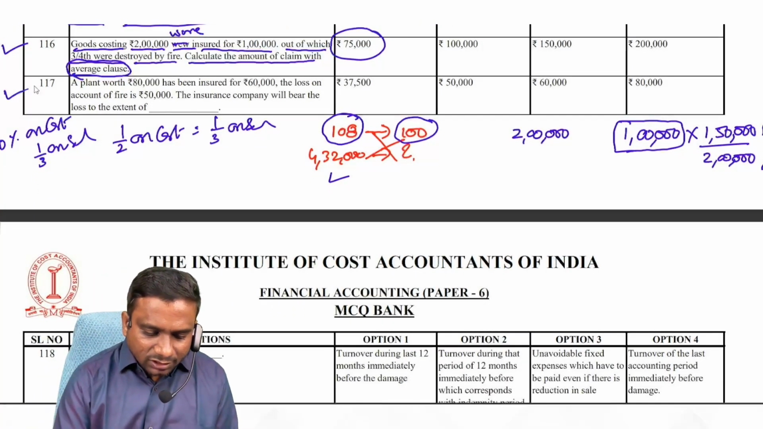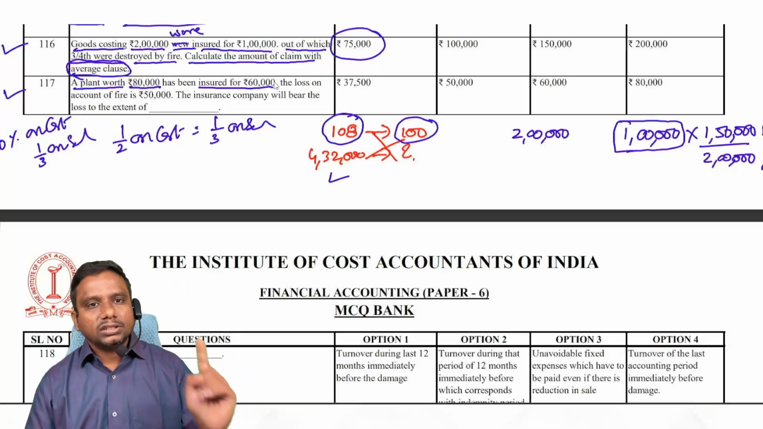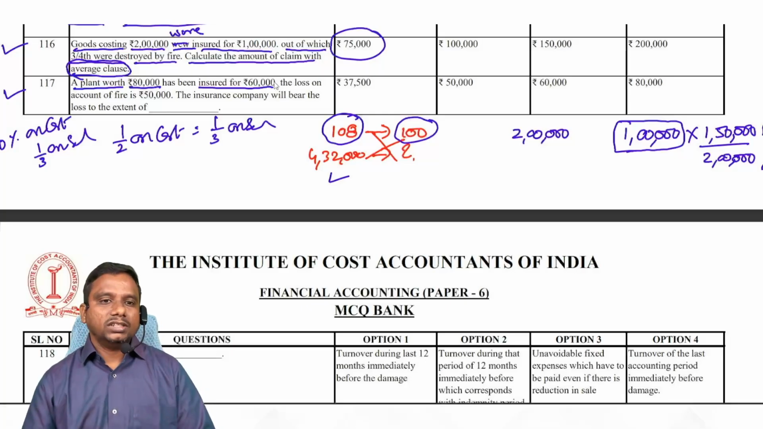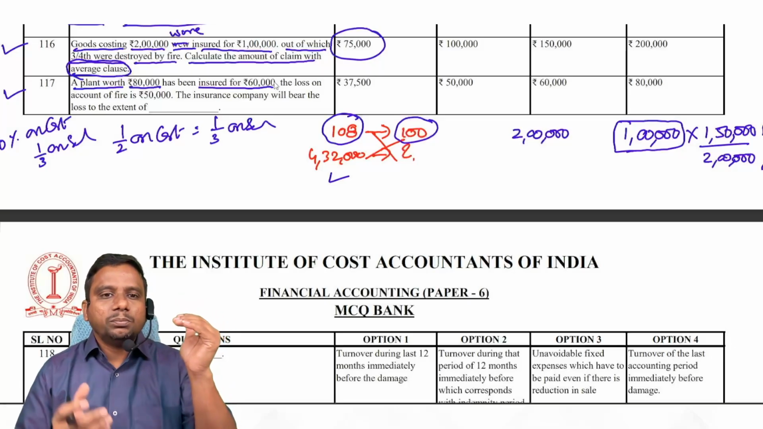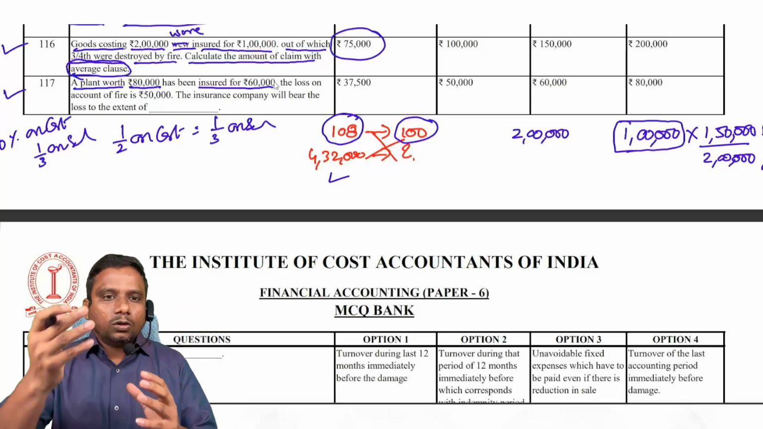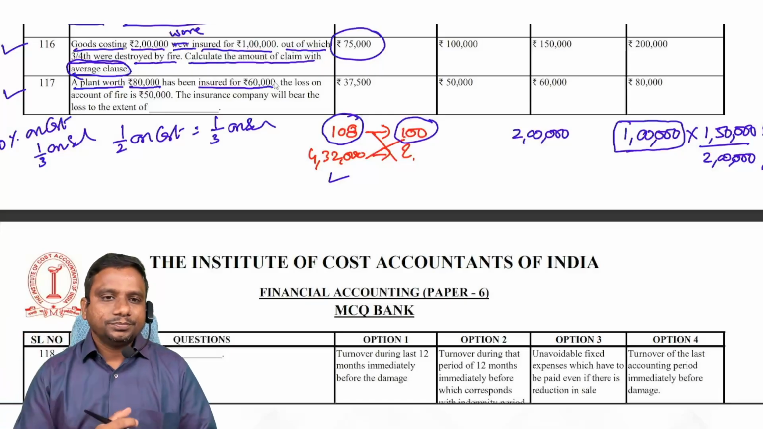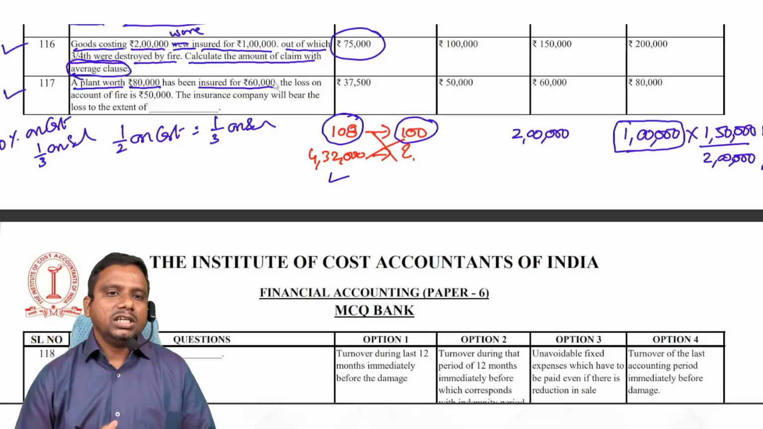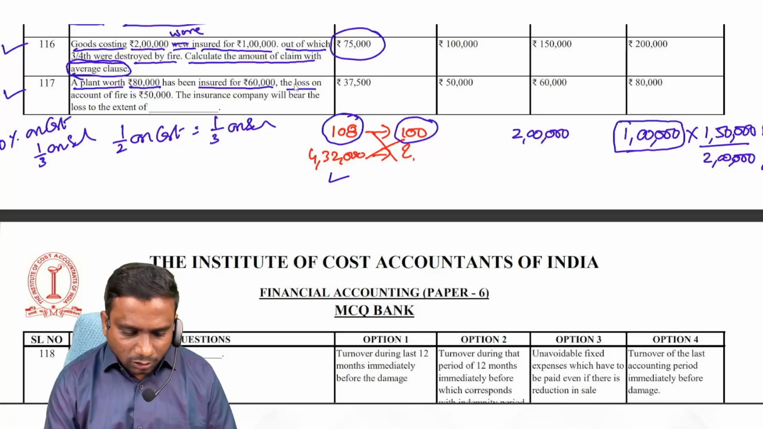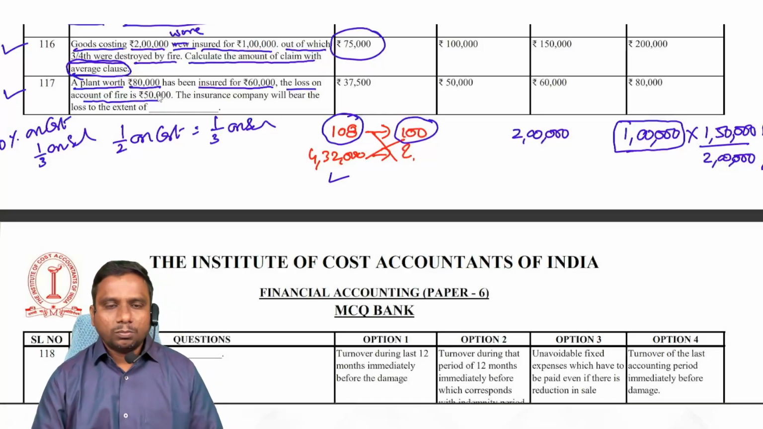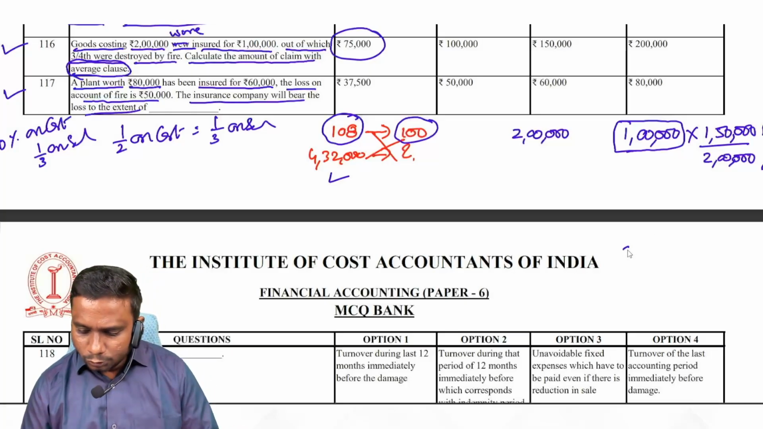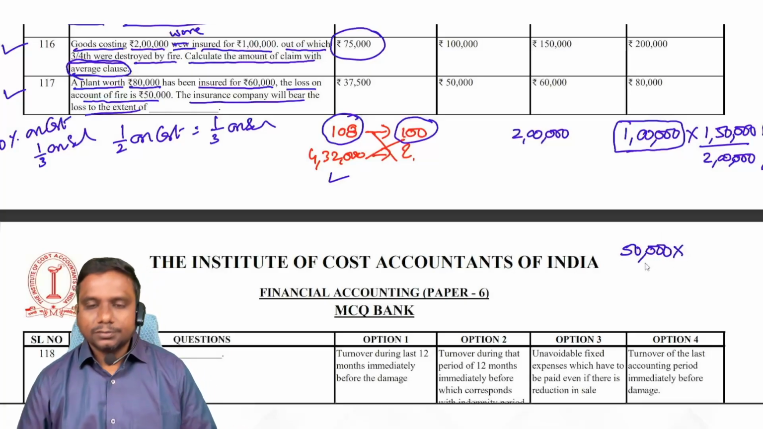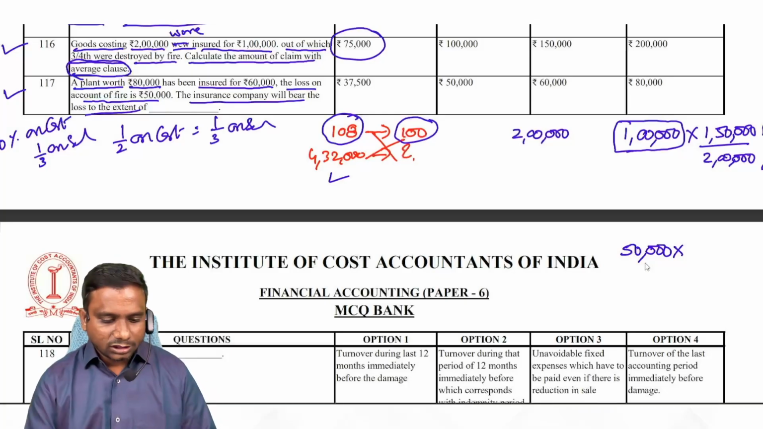Next one, 117. A plant worth 80,000 has been insured for 60,000. Actually, cost is 80, but they insured only for 60. Why? Because if the amount to be insured is more, automatically the premium also will be more. So the loss on account of fire is 50,000. Same apply. The insurance company will bear the loss to the extent of a simple formula.